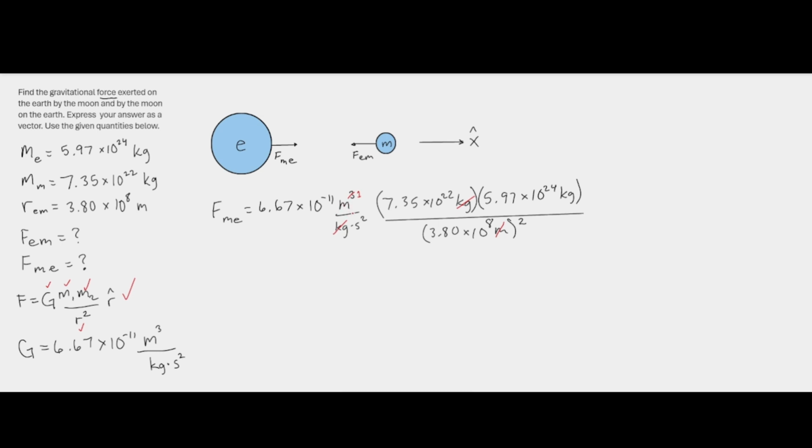And what am I left with here? I have kilograms, meters, and seconds squared. And I know that I'm trying to get to newtons. And a newton is defined as 1 kilogram times 1 meter per second squared. So accelerating 1 kilogram at 1 meter per second squared. Well, I see I have my seconds squared in the denominator, so that's good. And I have my 1 factor of meters, and then I have my 1 factor of kilograms. So my units are good.